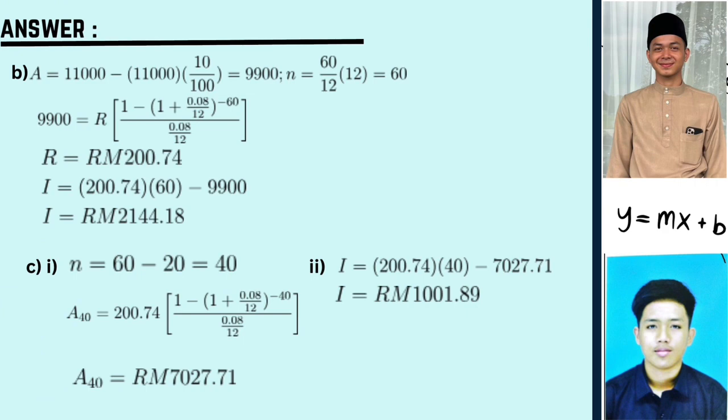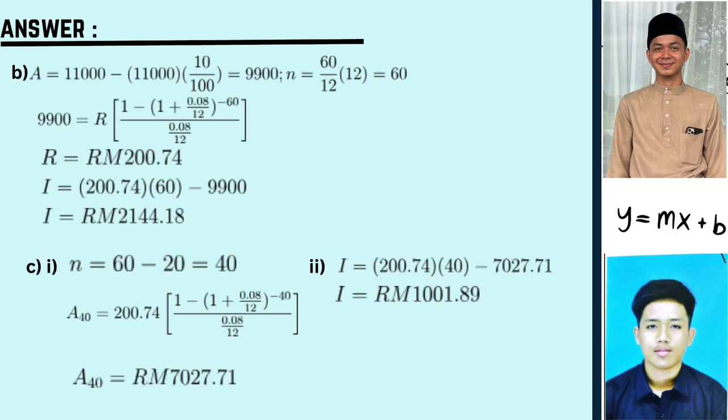C1, the question is, if he wants to settle all of the loan immediately after paying the 12th monthly payment, how much additional payment does he have to make? First, we have to find the remaining monthly payments. 60 monthly payments minus 12 monthly payments, and you will get 40 monthly payments. So we will use the present value formula to find the additional payment. After we enter the information into the formula, the answer for the additional payment is A40 equals 7,027 ringgit 71 cents.